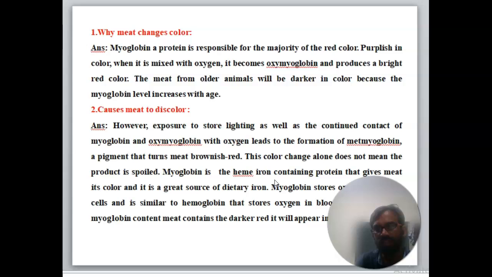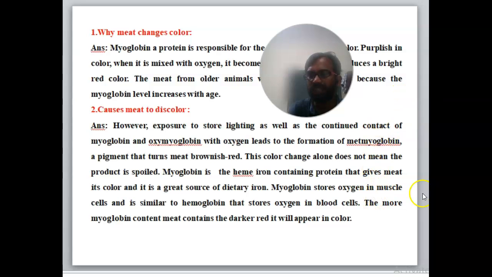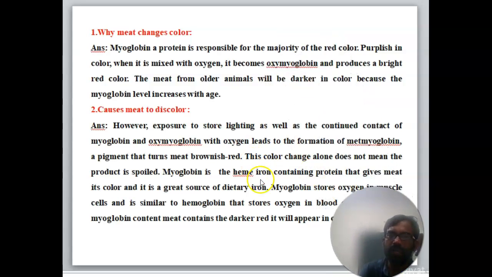Myoglobin is a heme iron containing protein. The center part of myoglobin is the iron heme. It gives this color and is different from dietary iron. Myoglobin stores oxygen in muscles and cells, and similarly hemoglobin stores oxygen in blood cells. These are the hemoglobin contained in meat, and darkness appears in the color. Hemoglobin and myoglobin are both storage of oxygen, and these are the major proteins in the meat sample.